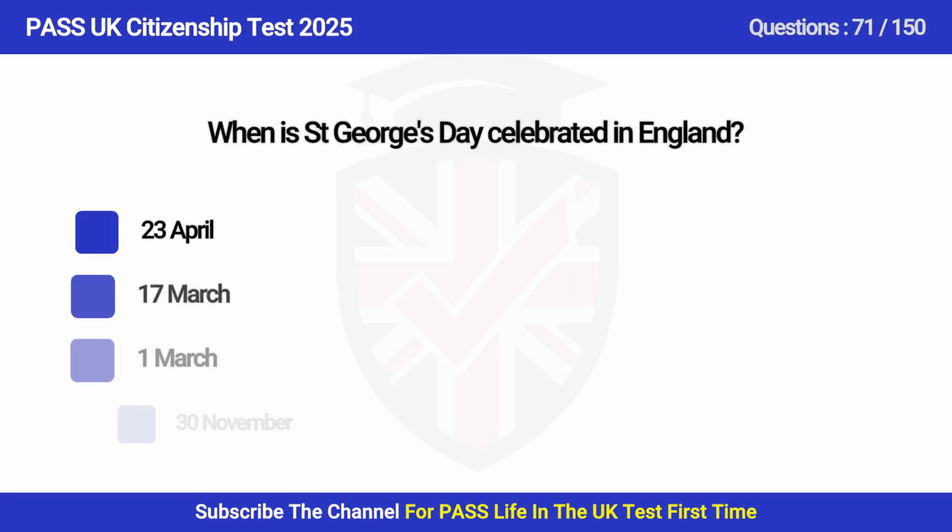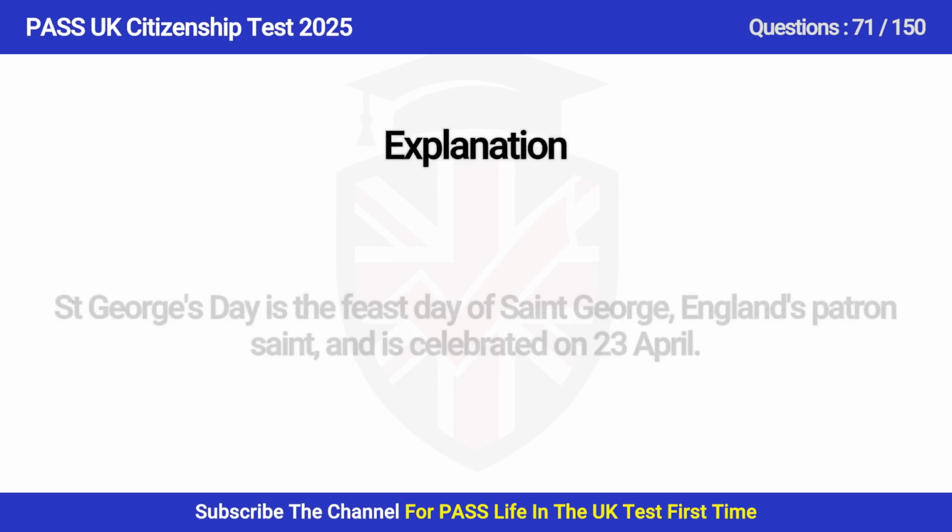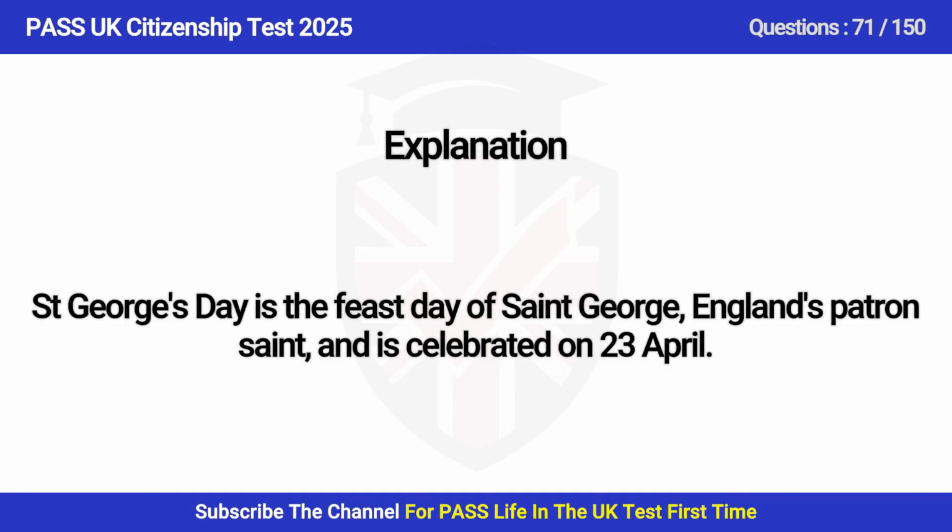Question 71. When is St. George's Day celebrated in England? A. 23 April, B. 17 March, C. 1 March, D. 30 November. Answer is A. 23 April. St. George's Day is the feast day of St. George, England's patron saint, and is celebrated on 23 April.